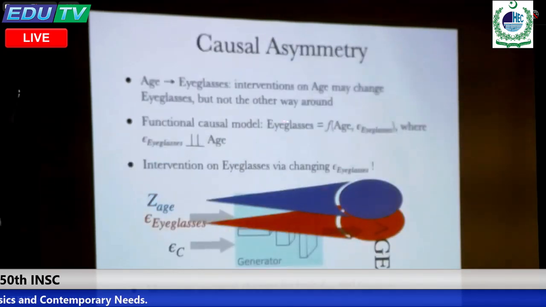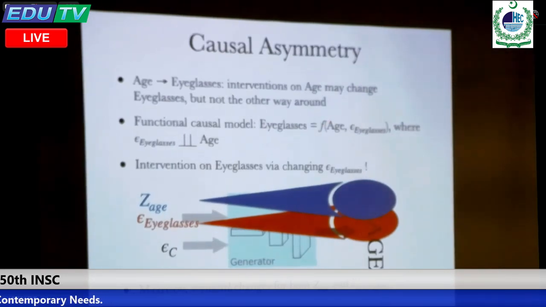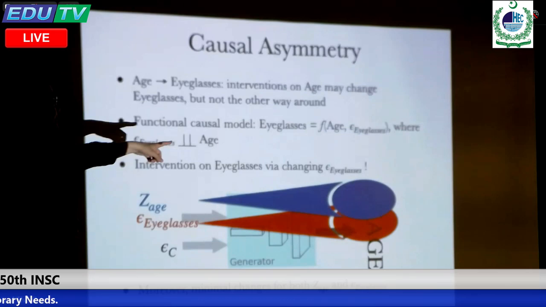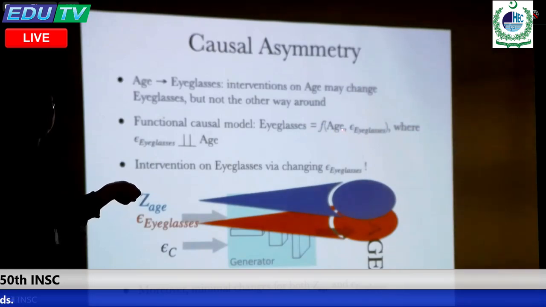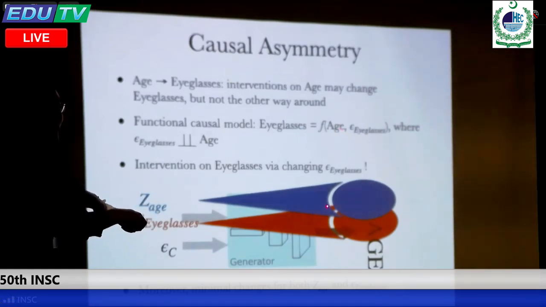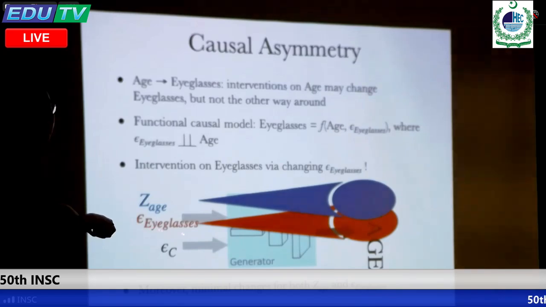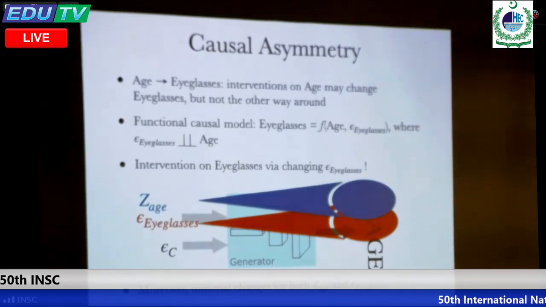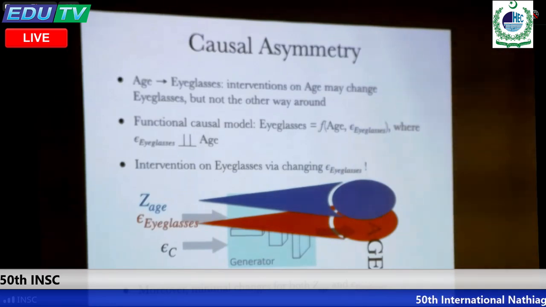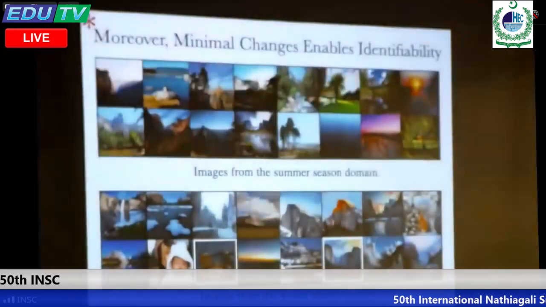However, we can use a causal way. The effect, eyeglasses, could be a function of the cause, age, and some independent noise. When you try to change eyeglasses, you don't change age. You achieve that change by making use of a difference in the noise term. This way, I can make sure age is the same. I only change the noise term in eyeglasses, right? That's it. So this way, you can capture causal asymmetry, and you can really apply the consequences of changing the causes, and at the same time, when you change the effect, the cause will not be different. So we did that.